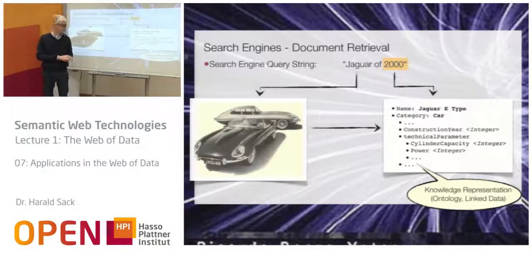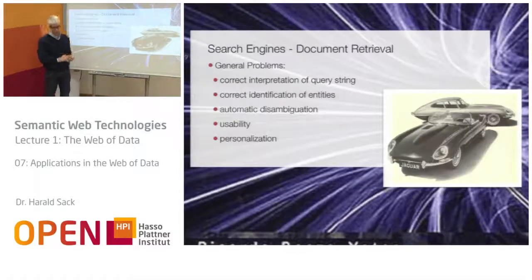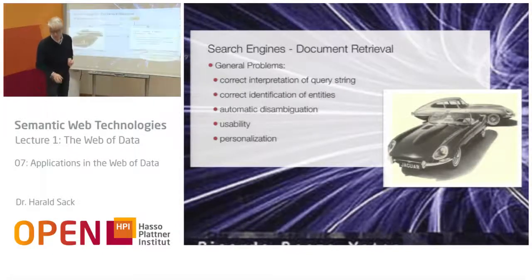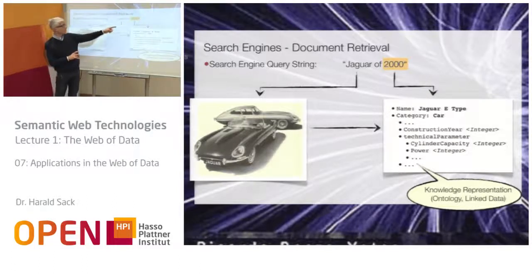And this is also ambiguous because it can mean several different things. It can mean, of course, the construction year, or it can also mean, let's say, the power of the engine of the car. But 2000 is most unlikely to be 2000 horsepower. Okay, but what you have for the car is some kind of knowledge representation where you can look up what is the most probable interpretation of 2000, and you can answer according to that.